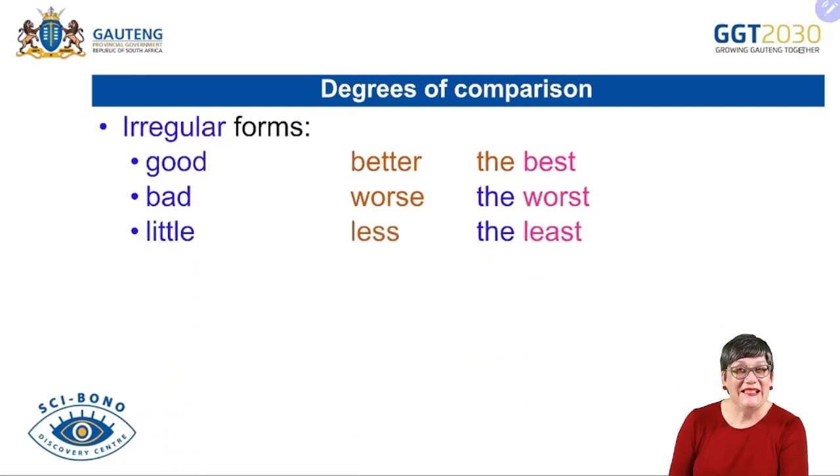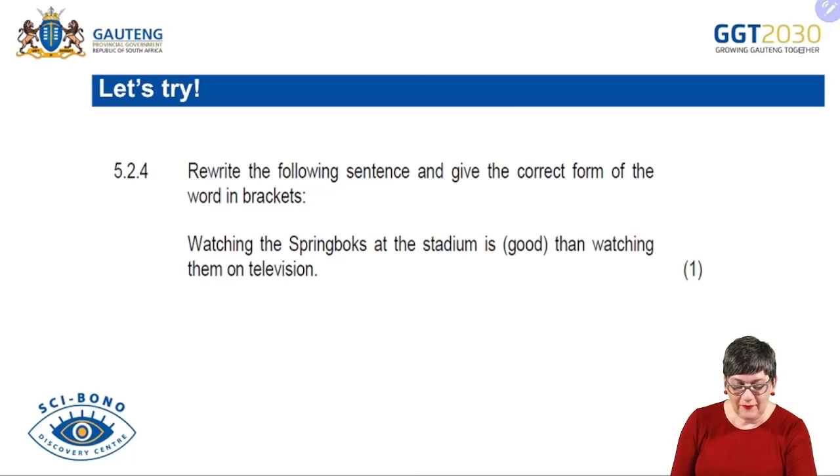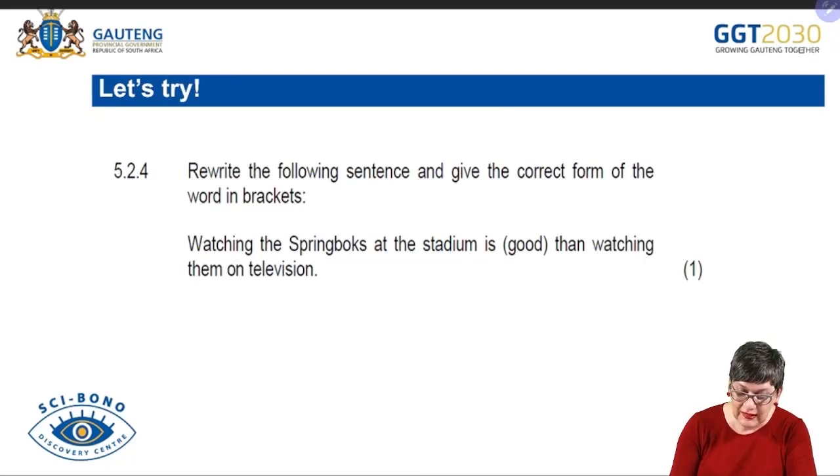Little becomes less. We compare two people, and the least. And much and many becomes more or the most. As I say, these are irregular ones. So you have to make sure that you know them, and just make sure you get the spelling right as well. Now, do you want to give it a try? I've got a quick one here for you. So it says, rewrite the following sentence and give the correct form of the word in brackets. I want to show you something very quickly, but you have to be really careful.